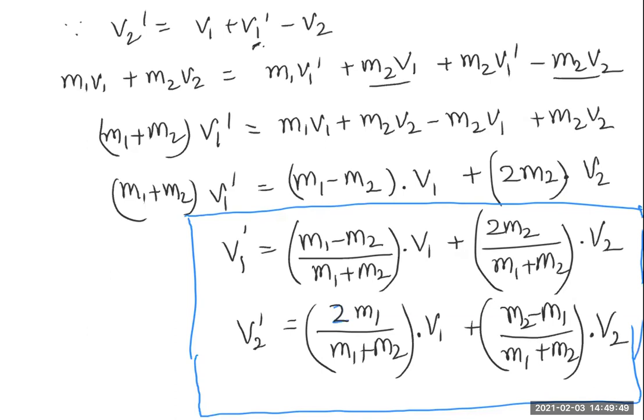सर मास सेम होगा तो एक्सचेंज हो जाएंगे ना वेलोसिटी? हाँ, mass same होगा तो velocities exchange हो जाएंगी. If you put m1 equal to m2, तो आप देखो v1 prime equal to v2 आ जाएगा और v2 prime equal to v1 आ जाएगा. So when masses are equal, velocities they get exchanged.